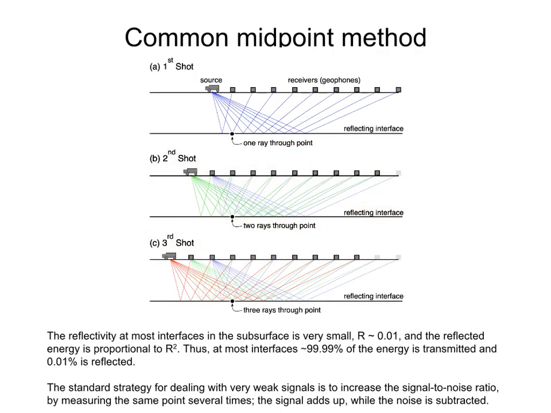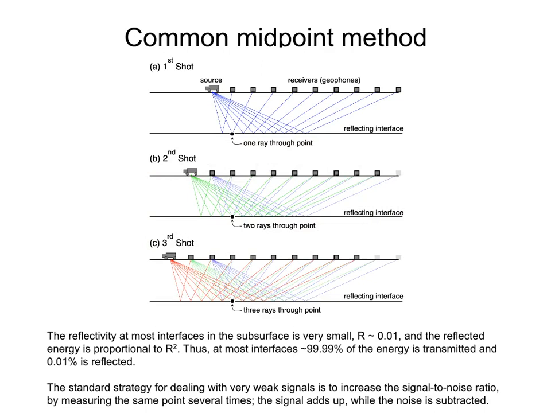Though we have oversimplified by assuming a constant P wave velocity in the entire section, this example illustrates the importance of vertical exaggeration in seismic sections. A seismic section in time is not a geologic cross-section. The reflectivity at most interfaces in the subsurface is very small. At most interfaces about 99.99% of the energy is transmitted, and 0.01% is reflected.